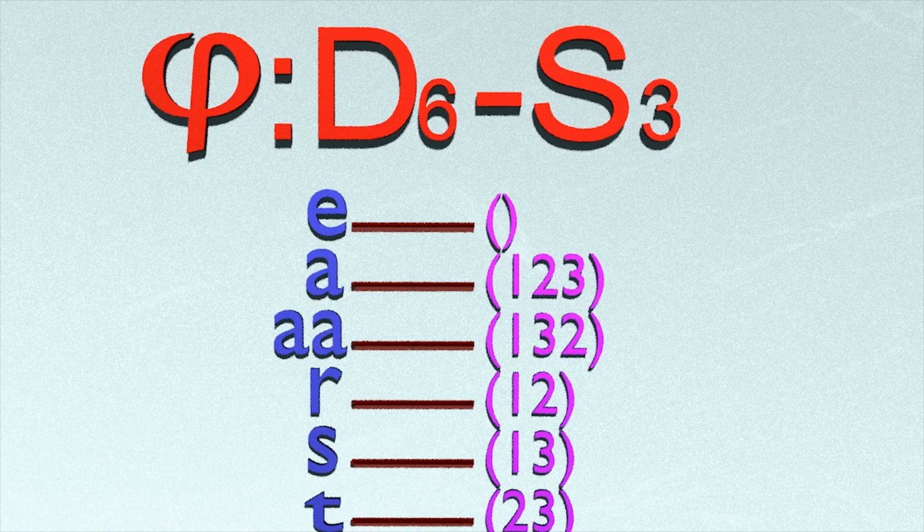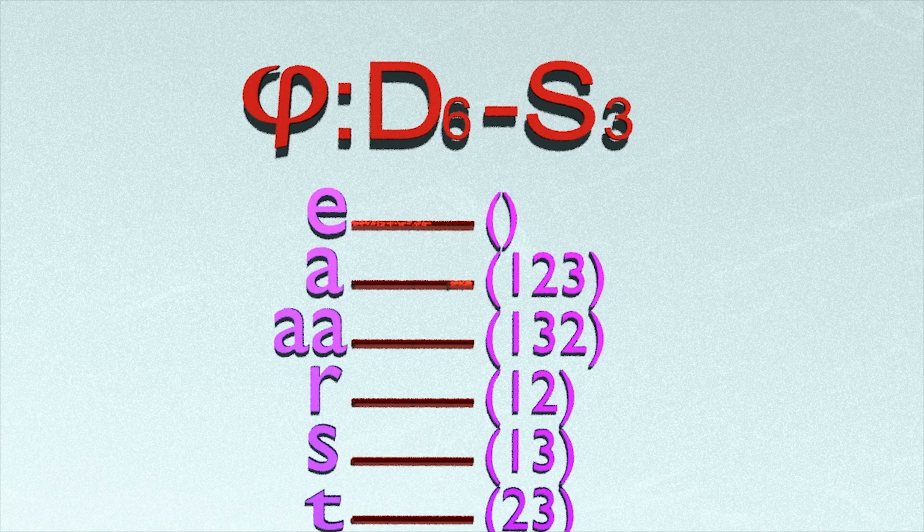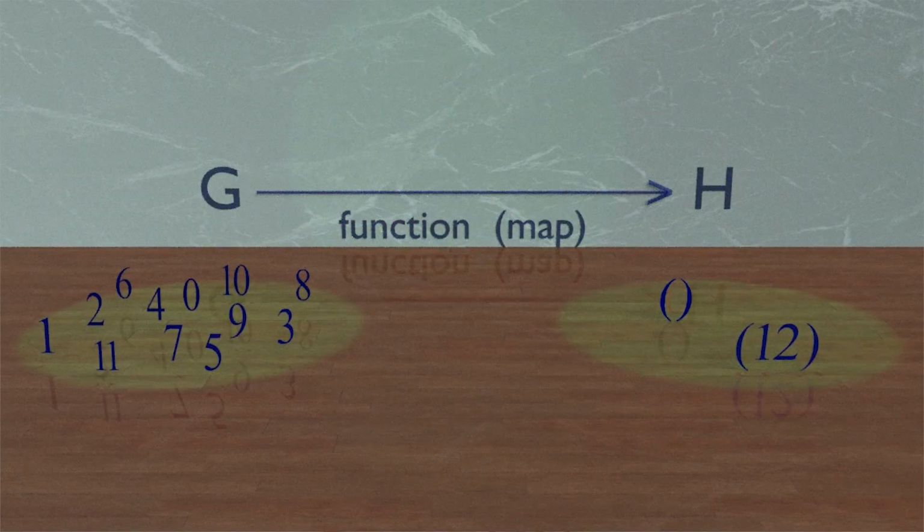S3. Second, since phi is onto, something will get mapped to each and every element in the range. No element will be left unused. Remember our previous example, Z12 to S2? We mapped even elements to the identity and odd elements to the transposition. Since the only two elements in the range were the identity and the transposition, that map was also onto. However, the two groups were only similar shaped, not equal shaped.